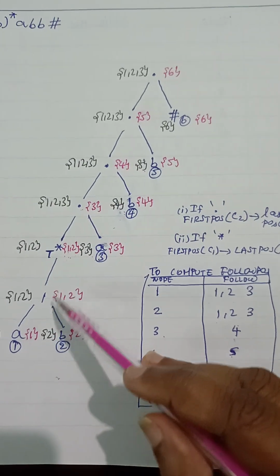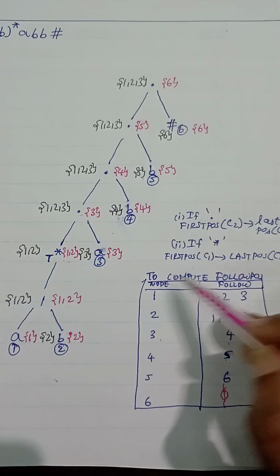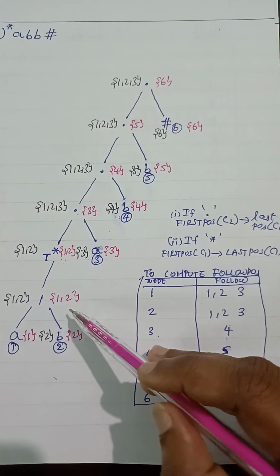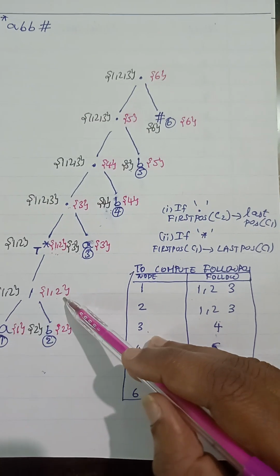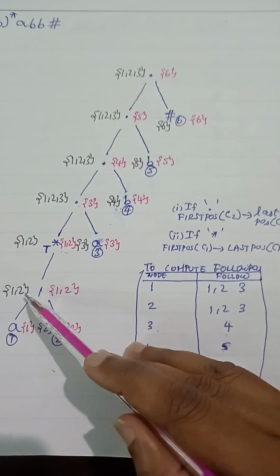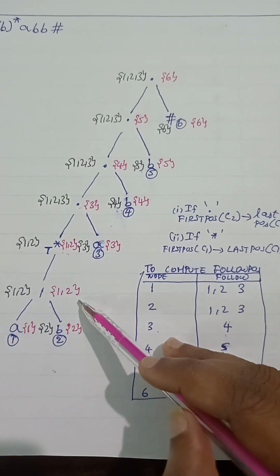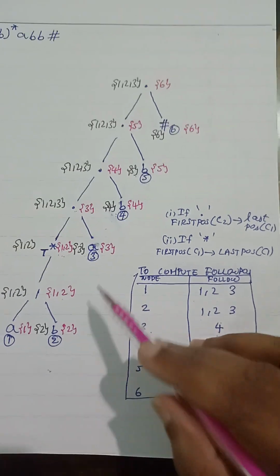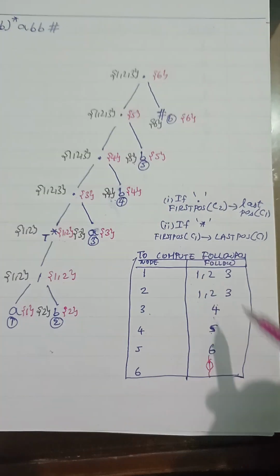And here in the star node, I am going to move the first position of C1 to last position of C1. What is first position of C1? 1, 2, and last position of C1 is 1, 2. So in both the nodes 1, 2, I am going to write 1 and 2, 1 and 2. So now I have calculated the follow position here.